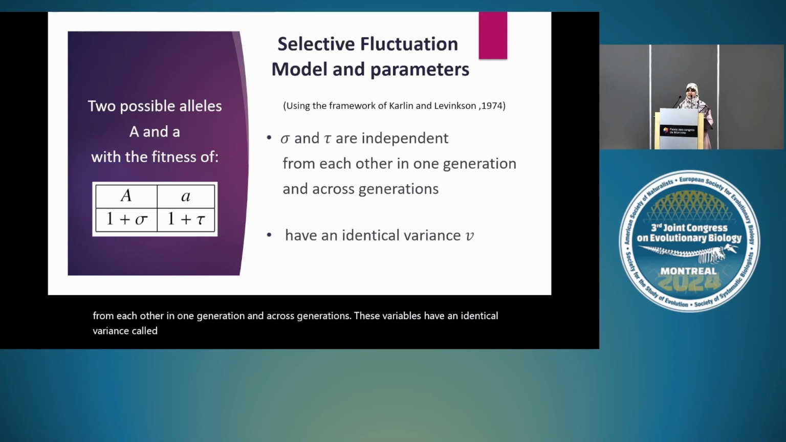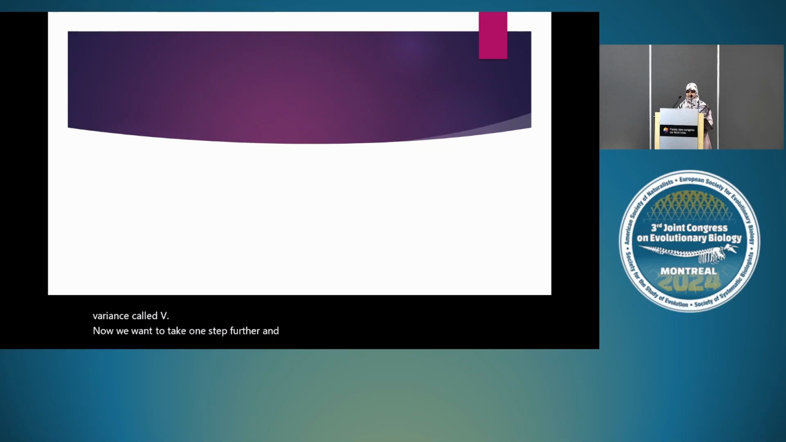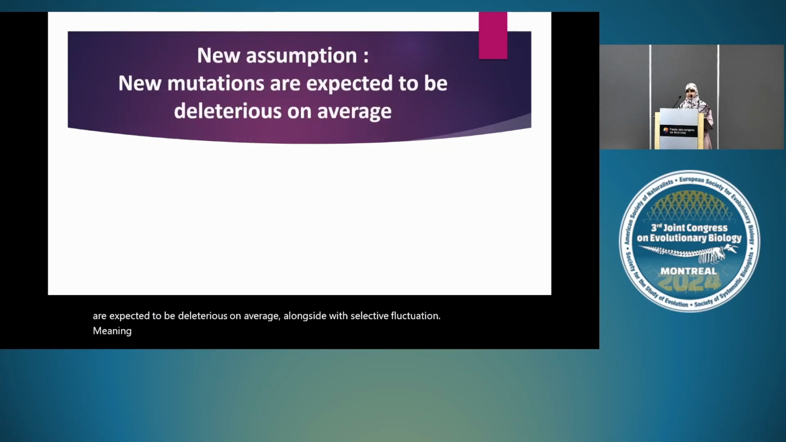Now, we want to take one step further and study this assumption that says new mutations are expected to be deleterious on average alongside selective fluctuation, meaning that we are modeling the bias toward deleterious mutation with a parameter delta, and we call it the negative shift, and delta in this model is defined as the expectation of sigma minus tau to be minus delta.